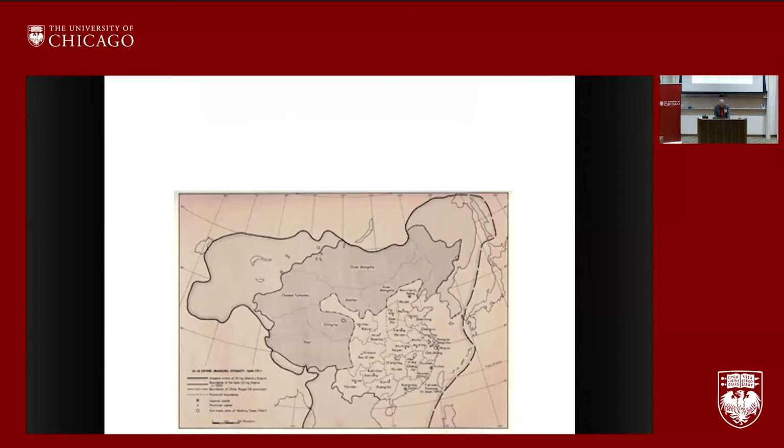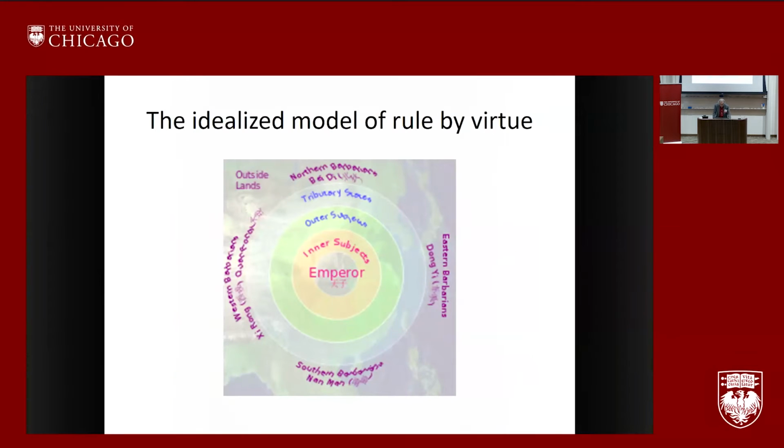Now, that empire need not rule everyone directly. Outer regions might have their own rulers and offer only occasional tribute to the center. Moreover, actual rulers would never really rule by virtue alone. But in theory, the realm was an unbounded set of increasingly unenlightened concentric circles, as you see here.